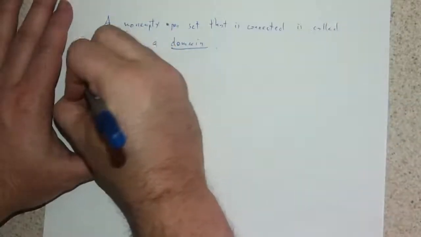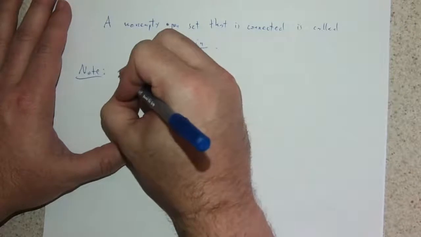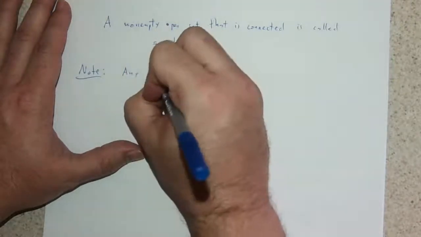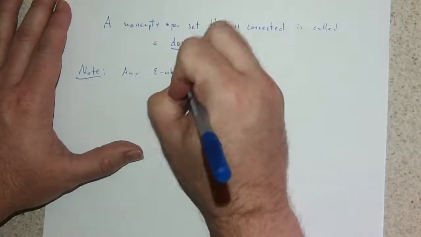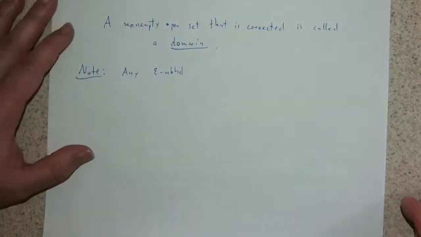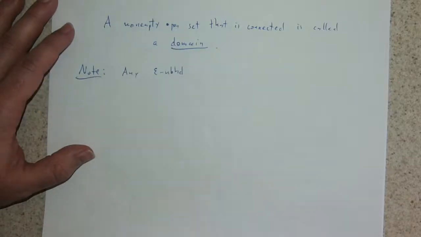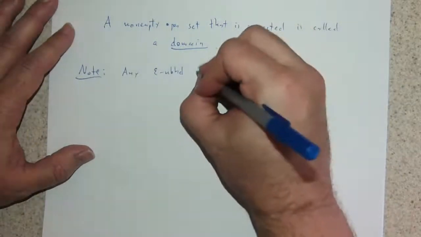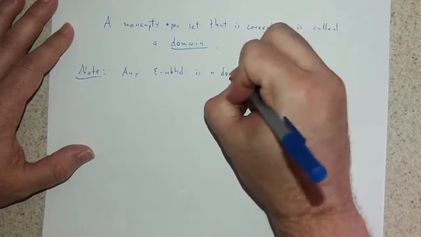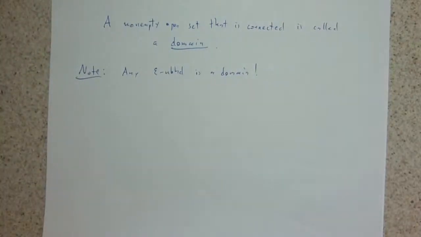So note that this basic neighborhood, any epsilon neighborhood, is non-empty if epsilon is positive. So it's non-empty, it's open, and it's connected. So it's a domain. Any epsilon neighborhood is a domain. So that's good. Okay. Few more properties.